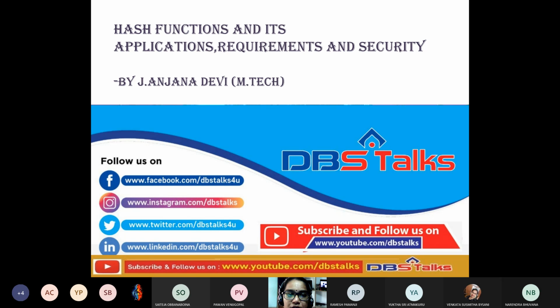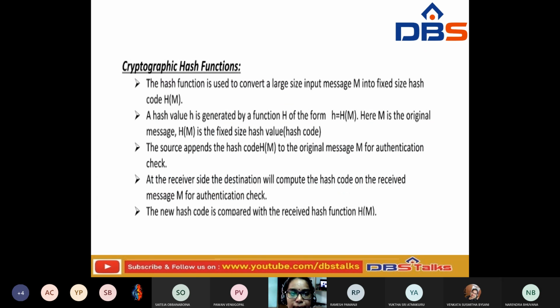In this class we are going to discuss hash functions and their applications, and another topic called requirements and security. See, this is related to cryptographic hash functions.